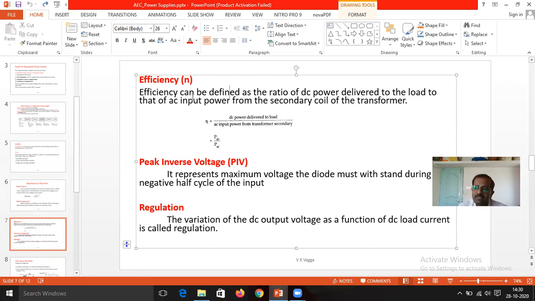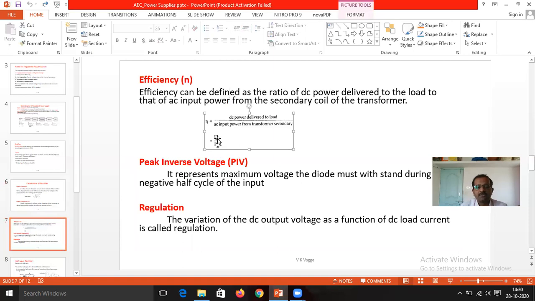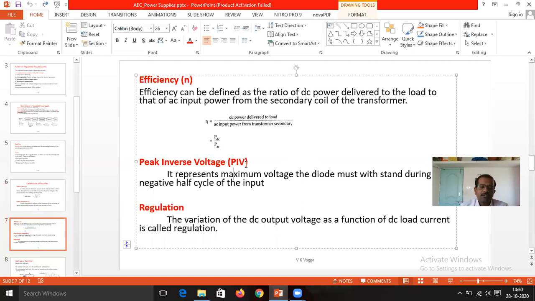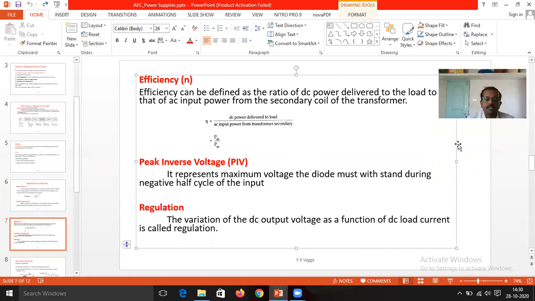Already you know that in the case of the rectifier, the output will be in terms of DC and the input will be in terms of AC, so if you want to calculate the efficiency, the output power divided by the input power represents the efficiency of the rectifier. It is indicated as PDC divided by PAC. And the peak inverse voltage represents the maximum reverse voltage. It represents the maximum voltage the diode must withstand under the negative half cycle.